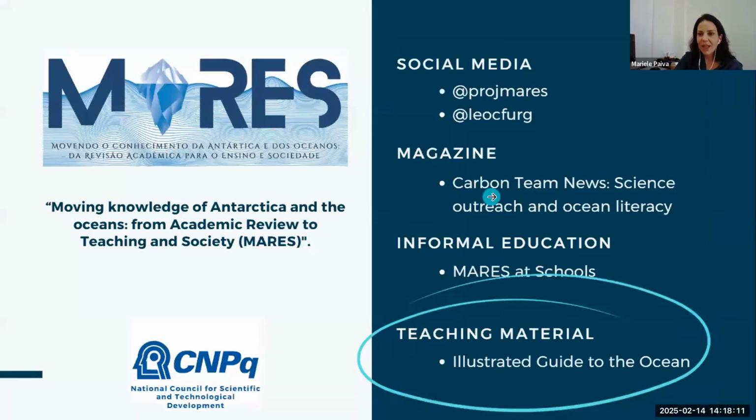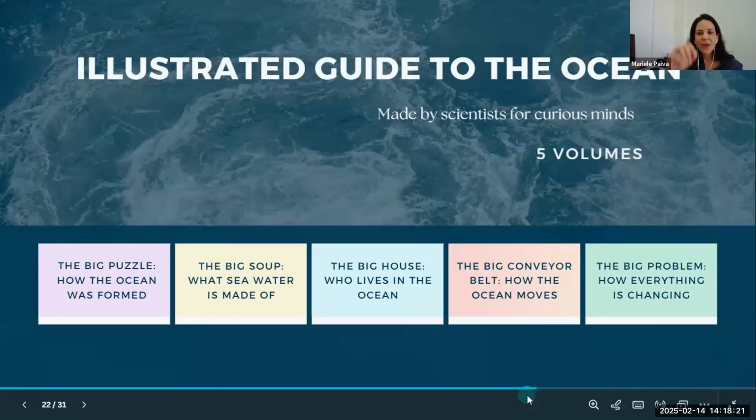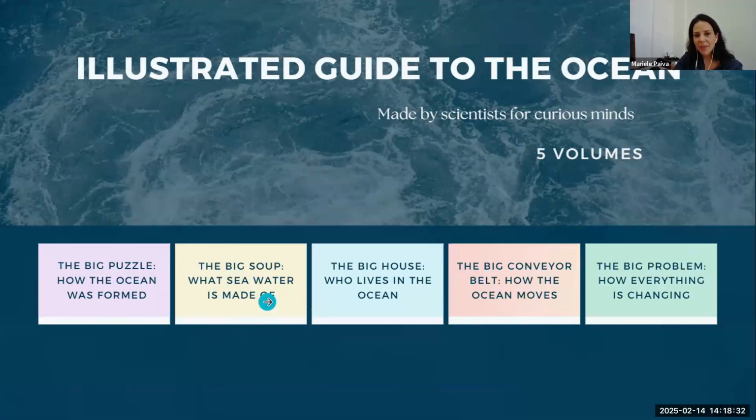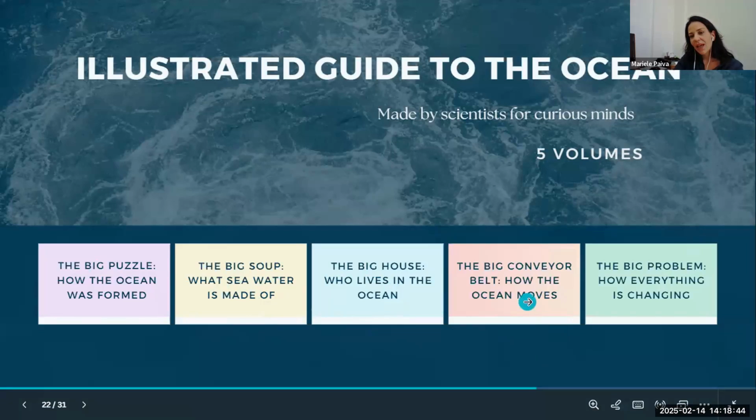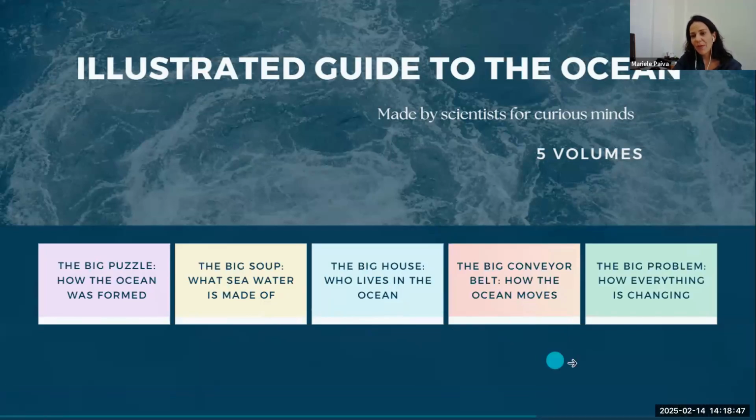And lastly, we also produce teaching material that we are calling Illustrated Guide to the Ocean. So it is going to be 5 volumes. The first dedicated to the formation of the ocean, and the second one related to the chemistry of the seawater, and the third about the organisms of the ocean, and the fourth related to ocean circulation, and the fifth related to environmental issues.